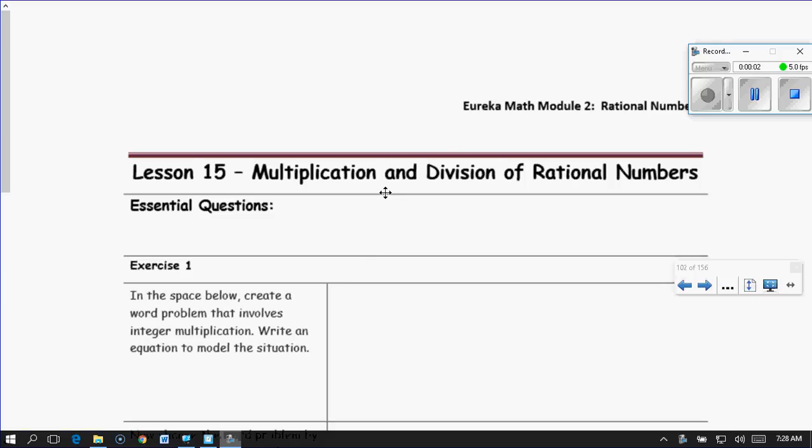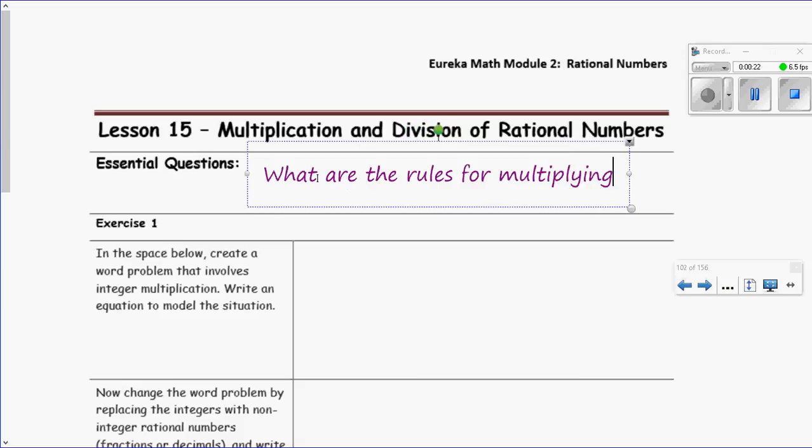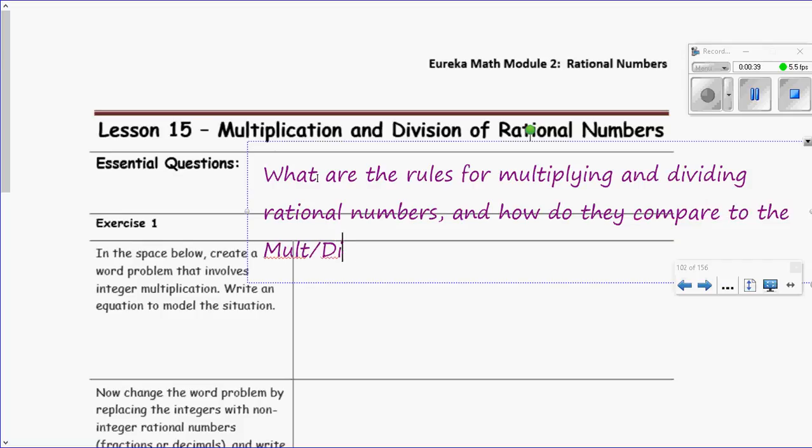Hi everyone, this is lesson 15, multiplication and division of rational numbers. So for our essential question, we are going to write: what are the rules for multiplying and dividing rational numbers, and how do they compare to, I'll abbreviate, the multiplying and dividing rules for integers.